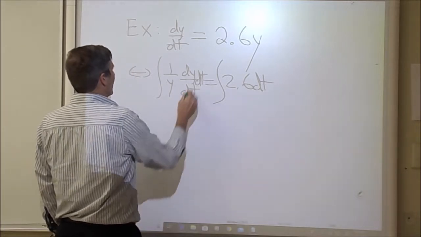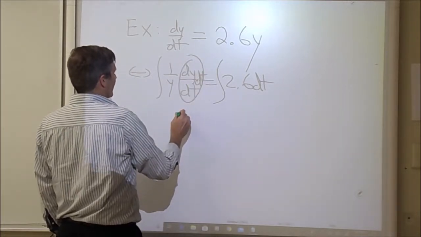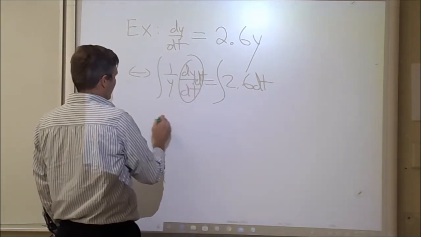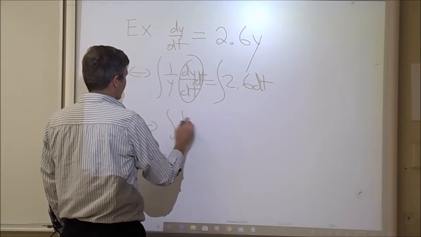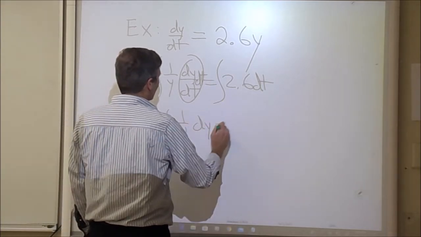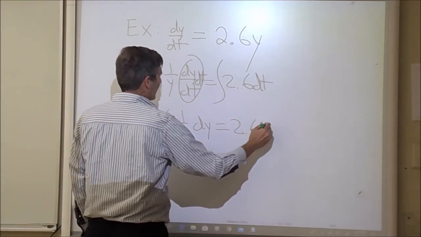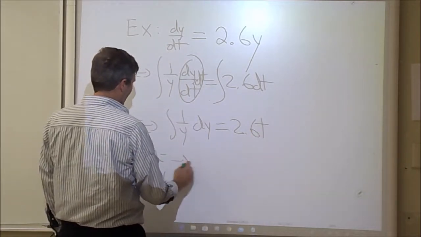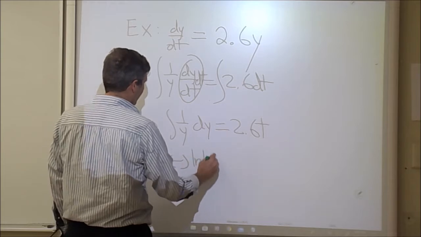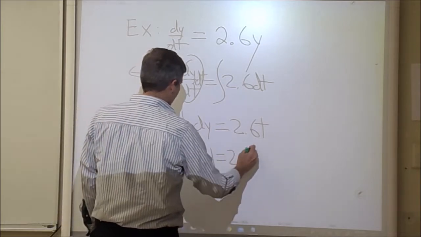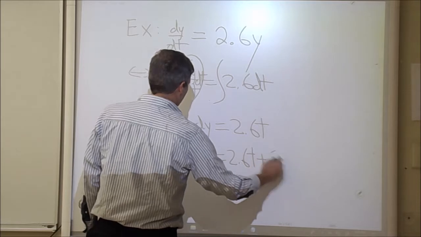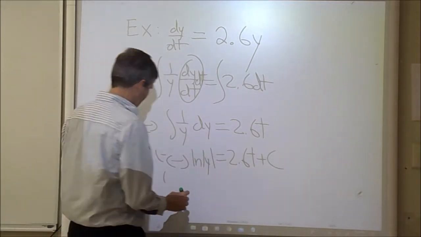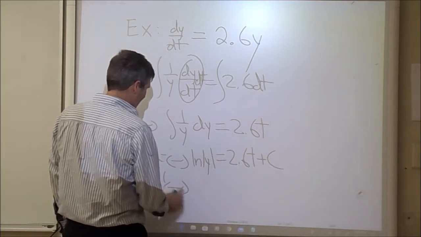And what I get on the left, well, by u substitution, or y substitution, I make dy/dt dt equal to dy, and I can rewrite this as the integral of 1 over y dy equals the integral of 2.6 dt, which is 2.6t, and then there's an integration constant. What I get on the left is ln absolute value of y equals 2.6t plus an arbitrary constant. There's the solution to the spread of COVID-19 problem.